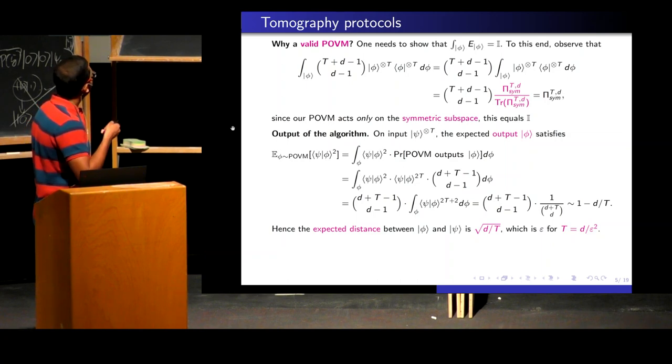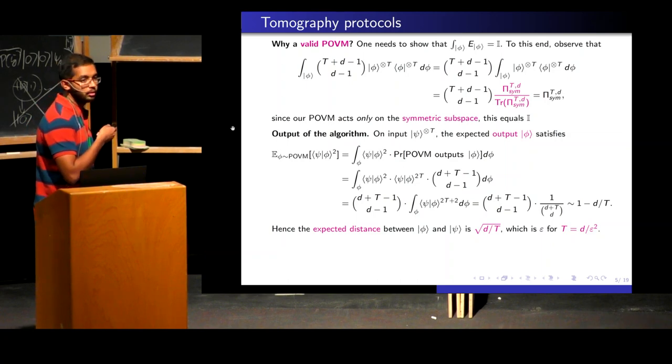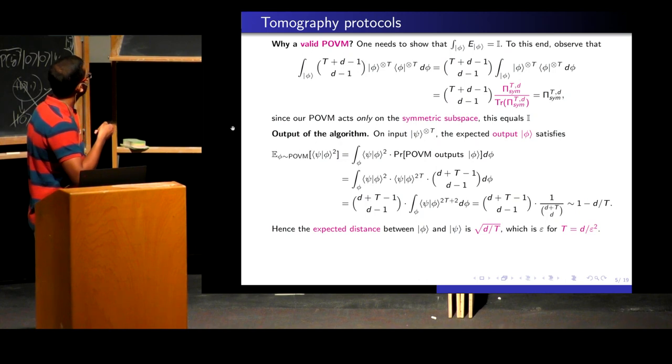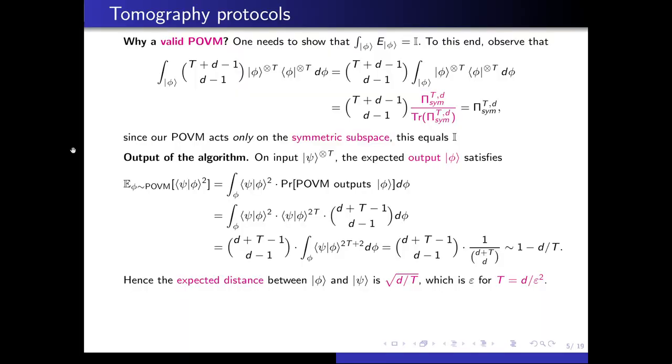So if you're looking at the expected overlap square, this probability is exactly, so you're going to have psi times phi to the power t. And because you're looking at the trace, you're going to get another psi times phi to the power t here. So that's 2t. And because you're looking at the expected overlap square, there's going to be t plus 2t.